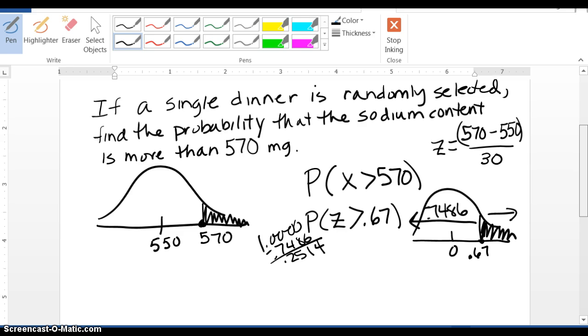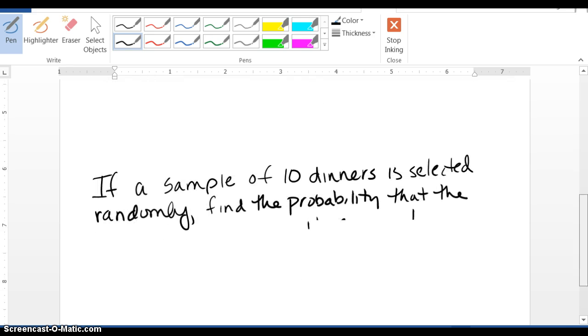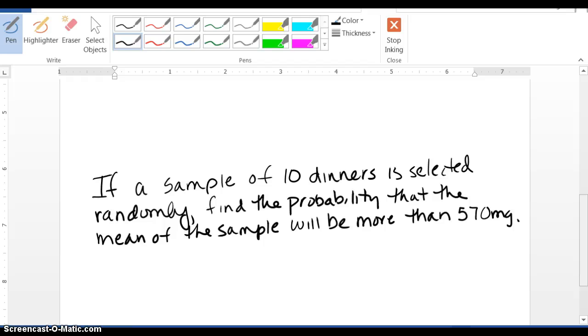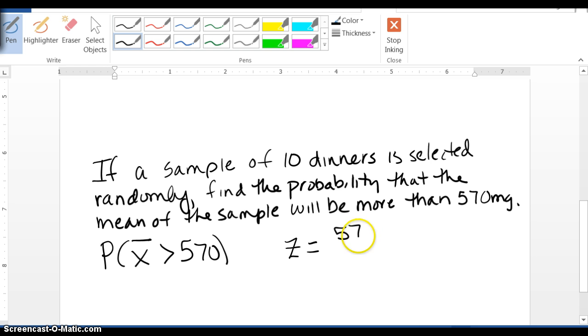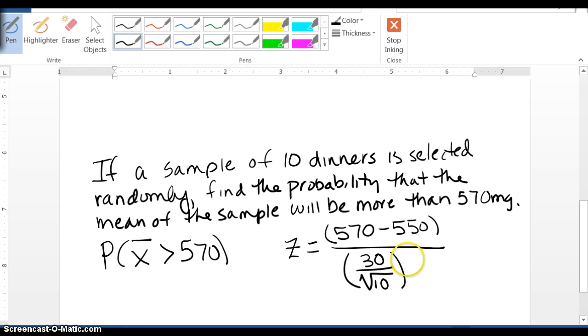Then the next question is, if you take a sample of 10 dinners randomly, want to find the probability that the mean of the sample will be more than 570. So now we're not talking about an individual item, we're talking about the mean of the sample will be more than 570. When we use the central limit theorem to standardize, the numerator looks the same as it did before in the formula, but the denominator, instead of just the standard deviation, it's the standard deviation divided by the square root of the sample size.